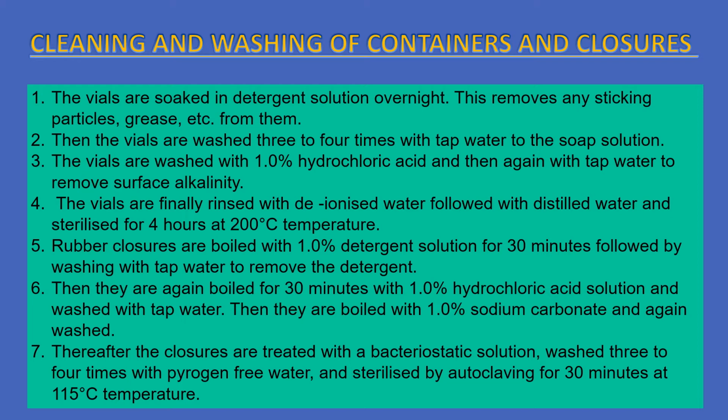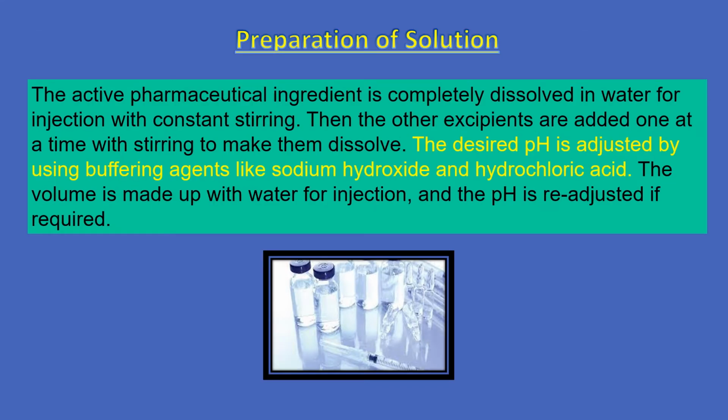Thereafter, the closures are treated with the bacteriostatic solution, washed 3 to 4 times with pyrogen-free water, and sterilized by autoclaving for 30 minutes at 115 degrees Celsius. Then we have the preparation of solutions. The active pharmaceutical ingredient is completely dissolved in water for injection with constant stirring. Then the other excipients are added one at a time with stirring to make them dissolve. The desired pH is adjusted by using buffer agents like sodium hydroxide and hydrochloric acid. The volume is made up with water for injection and pH is readjusted if required.